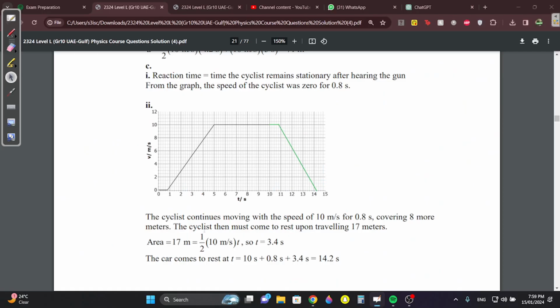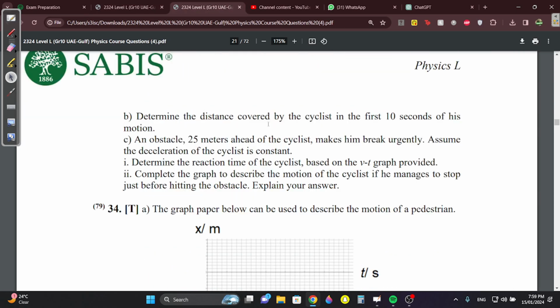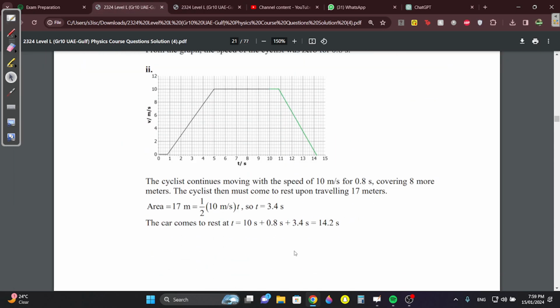What they did is they said the cyclist moves with 10 meters per second. He stops for 0.8 seconds, covering 8 more meters like we did. Then the cyclist comes to rest after 17 meters. And then he said area, whatever. Okay, so the car comes to rest. They're asking at what time does it come to rest? At 14.2. Okay, I don't know if they asked what time it comes to rest. Yeah, they didn't ask. Let's just say it comes to rest at 14.2, just to be safe.